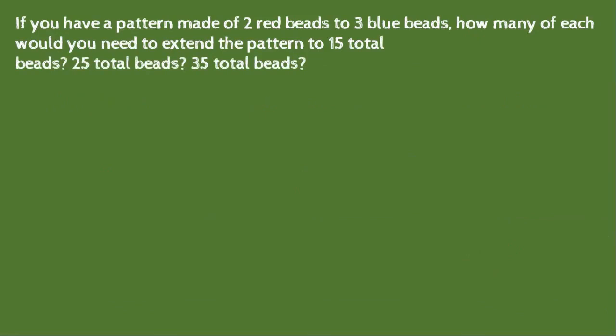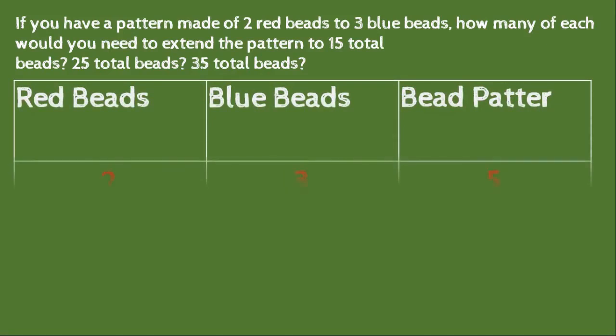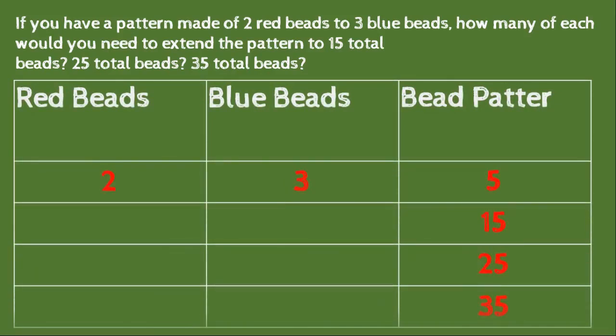If you have a pattern made of 2 red beads to 3 blue beads, how many of each would you need to extend the pattern to 15 total beads, 25 total beads, 35 total beads? Again, we can make a table for this. In the first column, we have red beads, which we are given is 2, to a ratio of 3 blue beads. And the bead pattern for that one would be a total of 5 beads. Now the question asks 15 beads, and all we have to figure out is 5 times what equals 15. In this case, 5 times 3 equals 15.